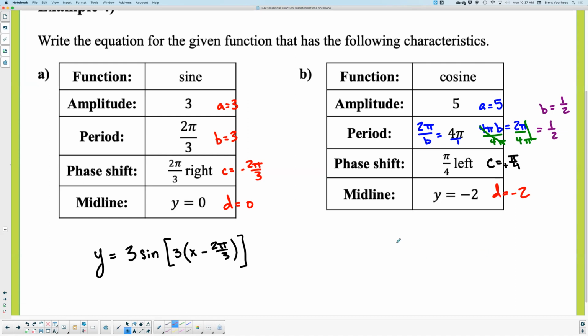So let's write our equation. It's a cosine. Y equals 5 cosine. Now do a bracket if you're writing it this way. What was our B? 1/2. Parentheses. Not x minus, x plus pi over 4. Close your parentheses, close your bracket. Negative 2.